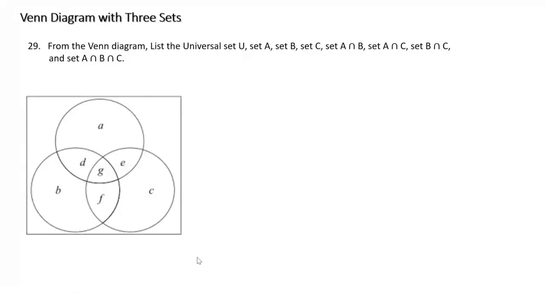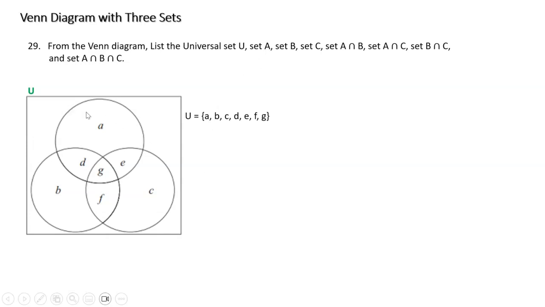Now, Venn diagram with 3 sets. Here, guys, they want you to list the universal set, set A, set B, set C, the intersection of A and B, the intersection of A and C, the intersection of B and C, and the intersection of all 3, A, B, and C. So the universal set, these are all the elements: A, B, C, D, E, F, G. That's my answer for the universal set.